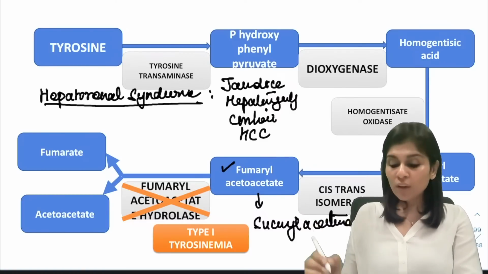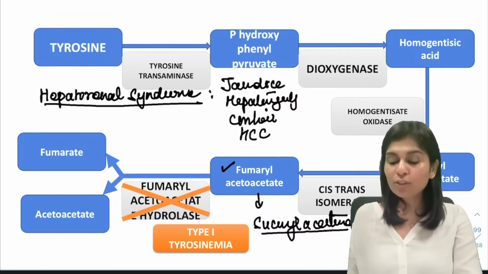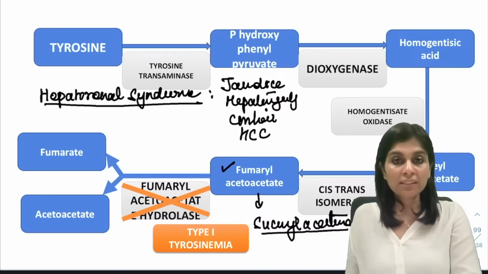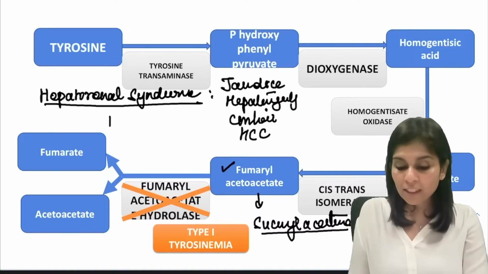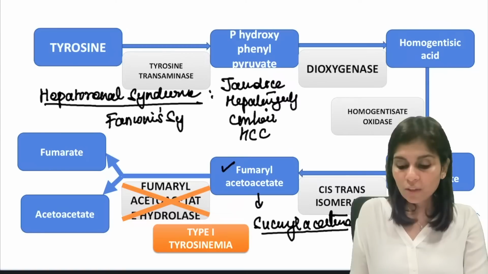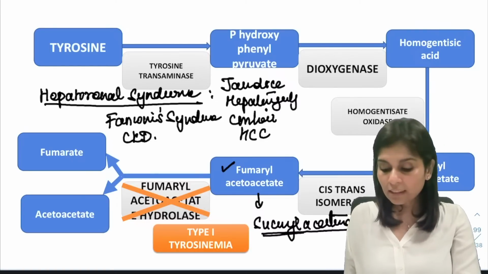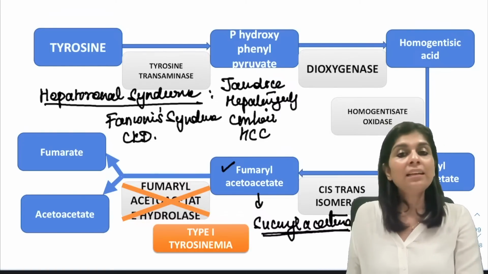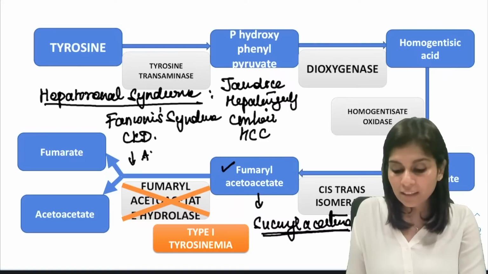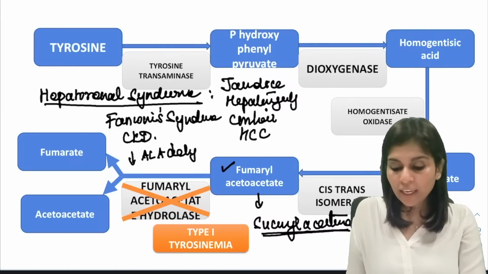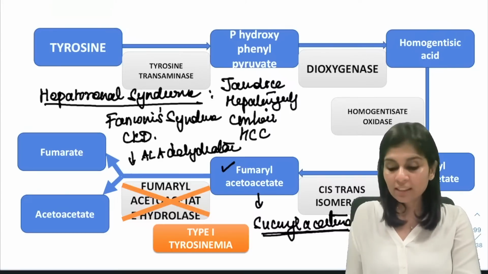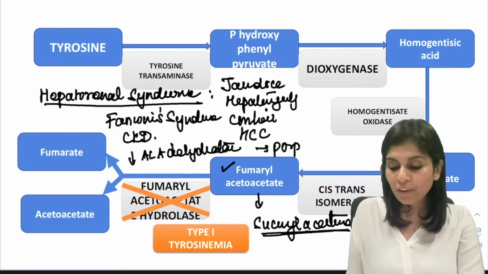Because the same succinyl acetone is also toxic to renal parenchymal cells, when the kidney gets damaged, it causes Fanconi syndrome and chronic kidney disease. Additionally, succinyl acetone inhibits delta ALA dehydratase. What will happen when you inhibit delta ALA dehydratase? Delta ALA accumulates and that causes porphyria.